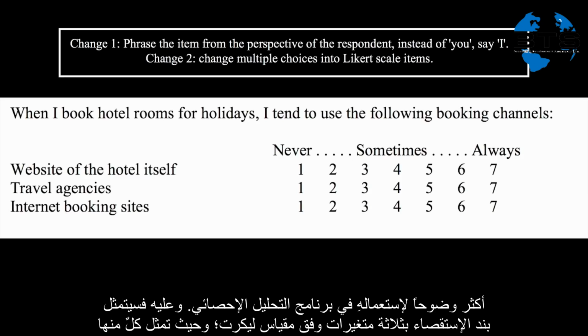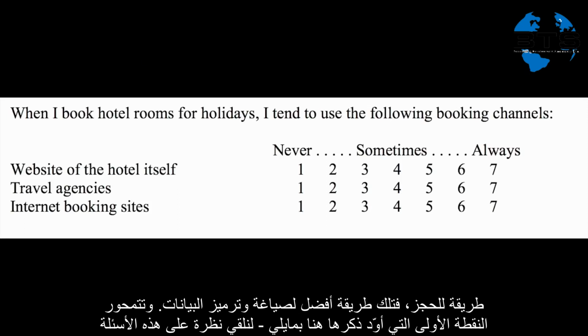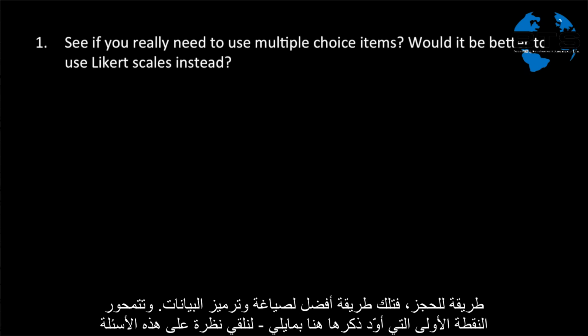Likert scale is more straightforward to enter into SPSS, so in SPSS, this survey item will become 3 Likert scale variables, each representing one booking channel. I think that would be a much better way to phrase and code the data. Alright, so this is the first point I want to make here.